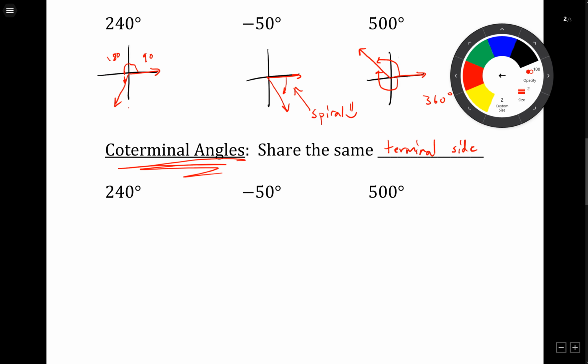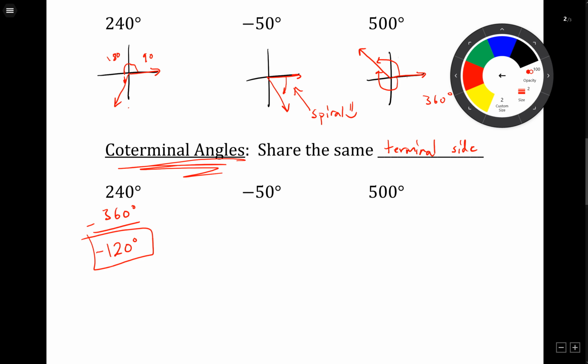So let's think about this 240-degree angle I drew here. Up here, I went around positively. But for a coterminal angle, what if I had gone around negatively? How much would that be? Well, wouldn't that be like subtracting 360? If I subtract 360, that would be negative 120. So negative 120 is a coterminal angle.